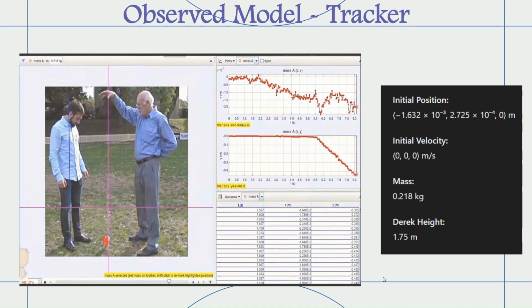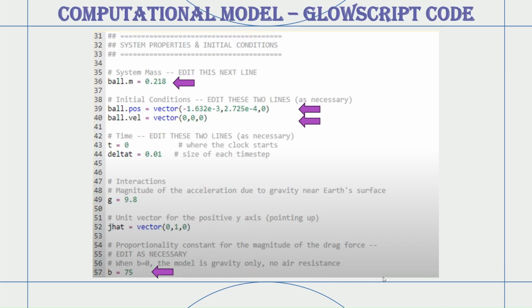Next, we'll move on to creating the code for our computational model. The first step is to set up all the initial conditions, most of which we obtained from our Tracker analysis. These include values like the slinky's mass, its initial position, initial velocity, and the drag proportionality constant. This constant is crucial for our drag force equation to accurately reflect real-world conditions, and it was determined through a process of trial and error to best fit the observed data.